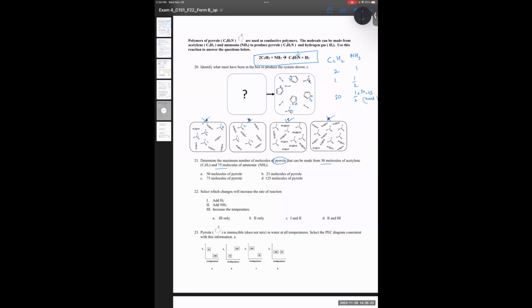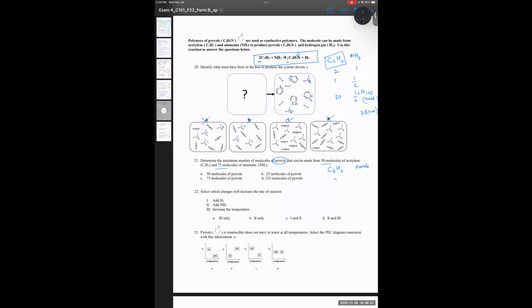But we have 75 molecules of ammonia. Therefore, ammonia is not limiting the reaction. Therefore, C2H2 must be our limiting reactant. Once we determine the limiting reactant to be this guy over here, that calls the shots. Based on the balanced chemical reaction, with 2 acetylene molecules, we're going to get 1 pyrrole molecule.